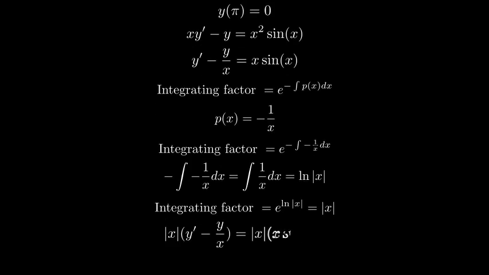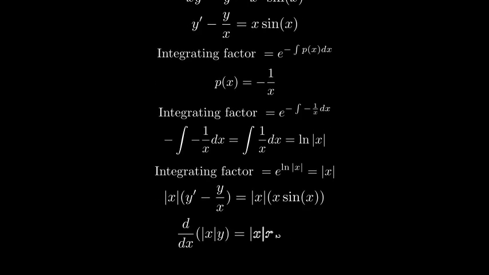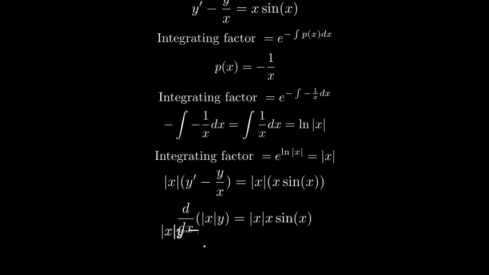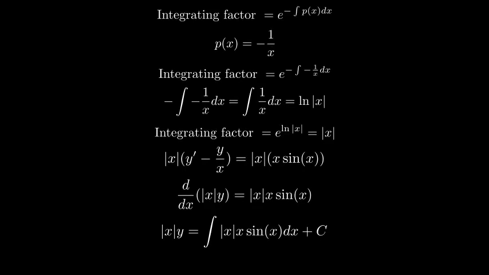This gives us absolute x times y prime minus y equals absolute x times x sine x. The left side is now the derivative of absolute x times y. So we can write this as d over dx of absolute x y equals absolute x times x sine x. Now we can integrate both sides. The integral of absolute x times x sine x dx can be found using integration by parts.